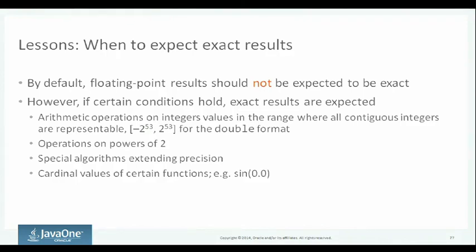In the double format, we can represent all the contiguous integers between -2^53 and 2^53. So if you're operating on integer values that happen to be stored as floating point numbers in that range, because of correct rounding, you'll get an exact result. So if your integer valued add or multiply operates in this range, you'll get the exact value in the floating point. That's fine. If you're doing operations on powers of 2, since that works well with the binary floating point, again, you can expect to be exact there. The special algorithms for extending precision, again, you can expect to be exact. And certain cardinal values of functions, like sine of 0, should be exactly 0, not even a very small value.